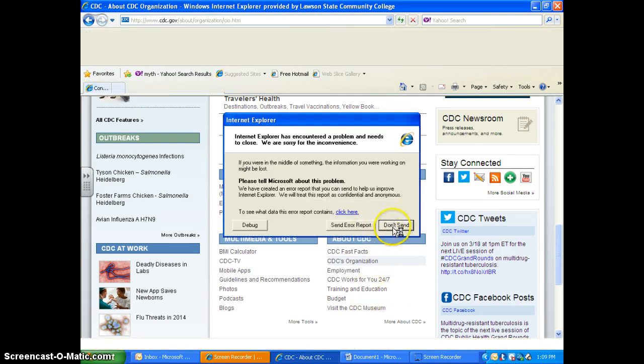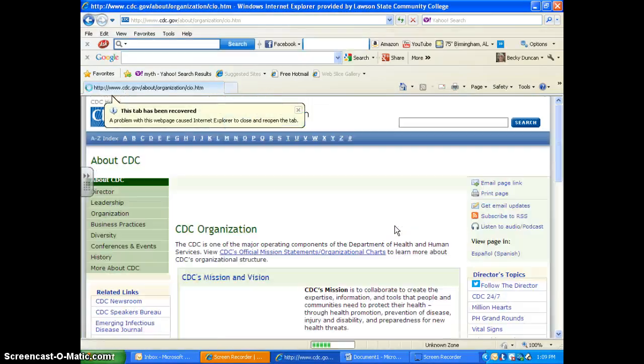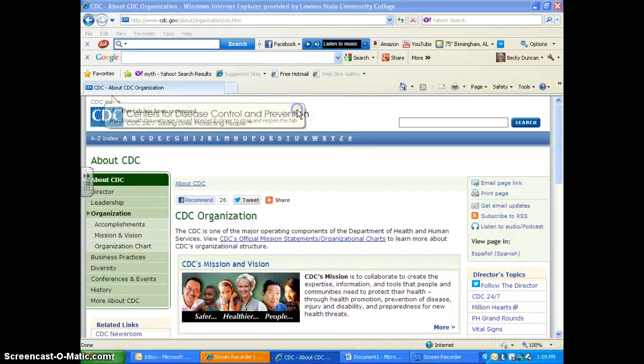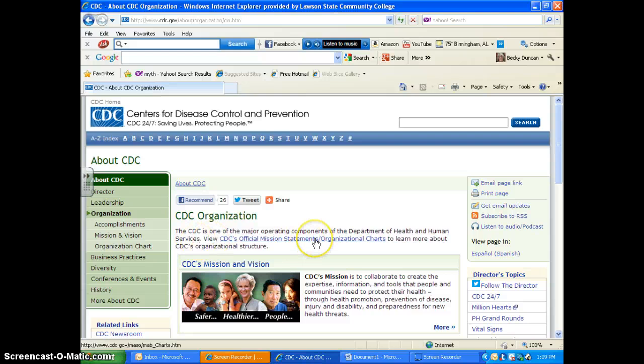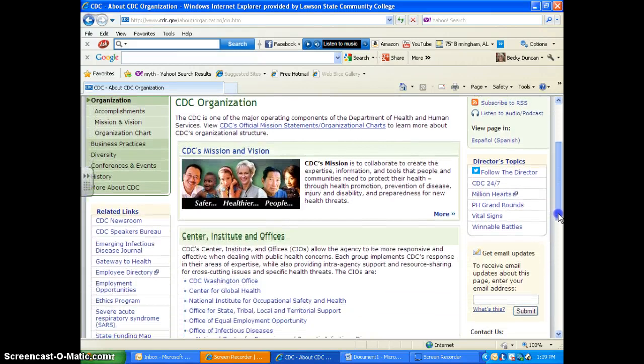I don't like it when it does that. Okay, here we go. It's one of the major operating components of the U.S. Department of Health and Human Services. Okay, they have their mission statement. They collaborate among these physicians and so forth to create the expertise, information, tools people and communities need to protect their health. So I've gotten a lot of information already.